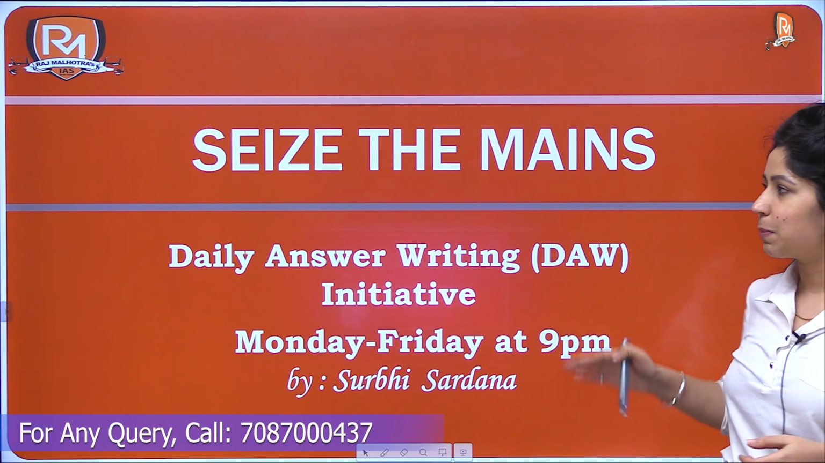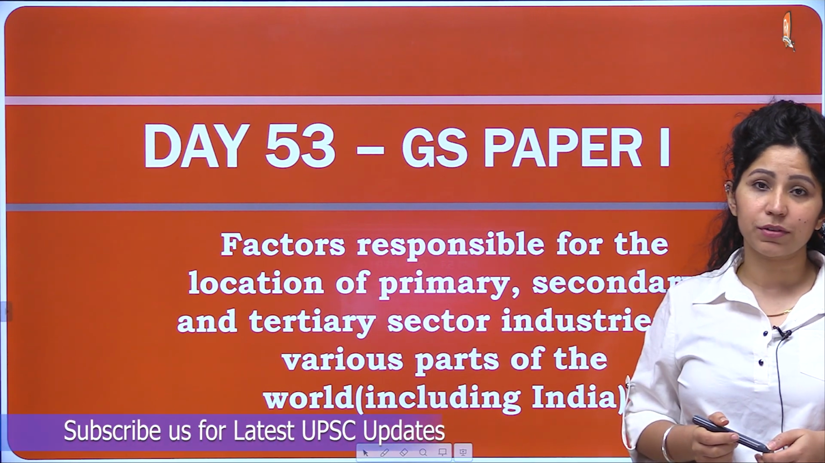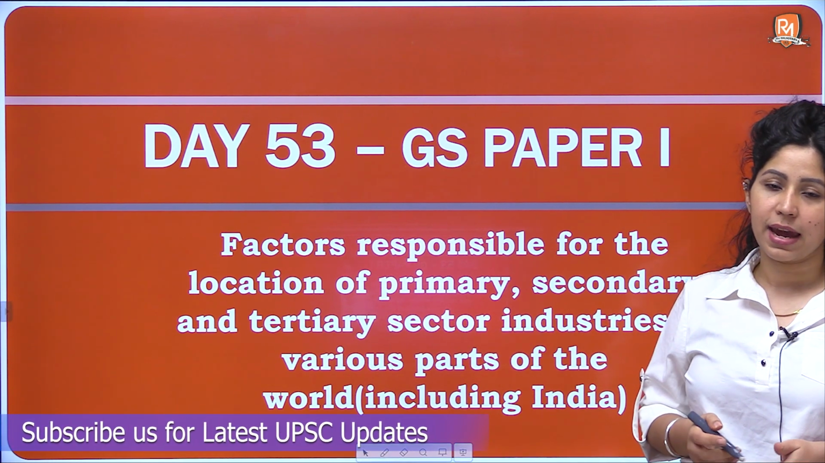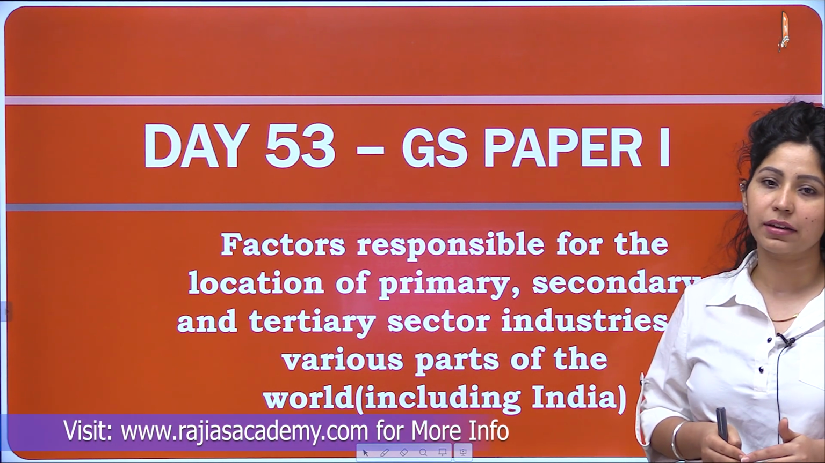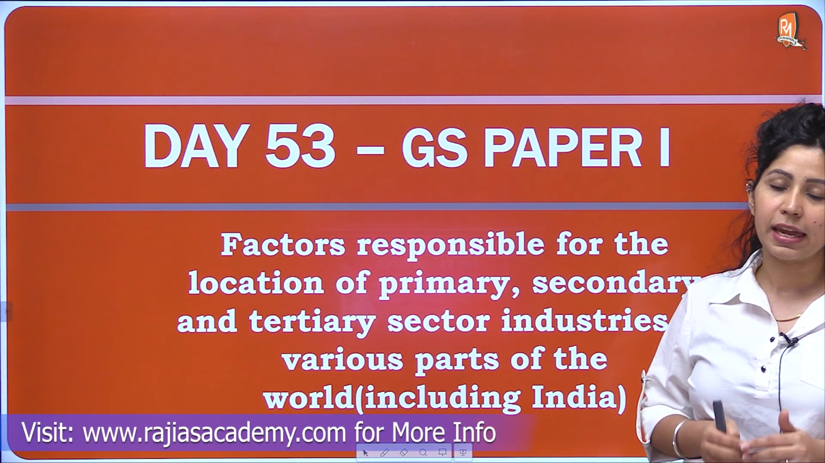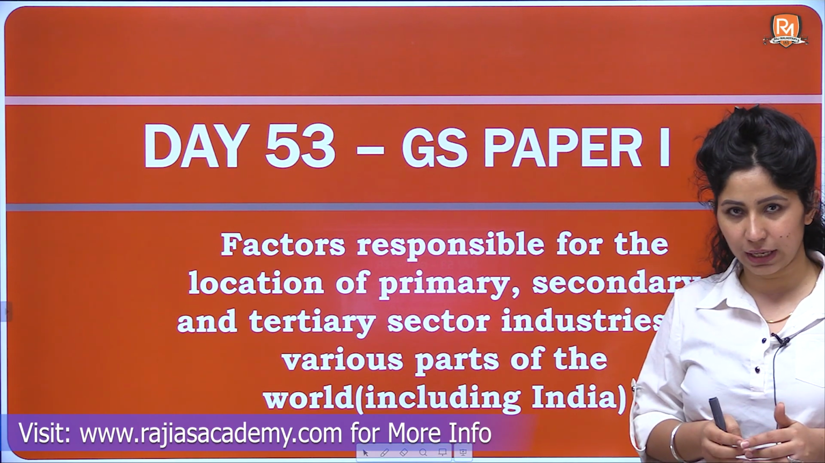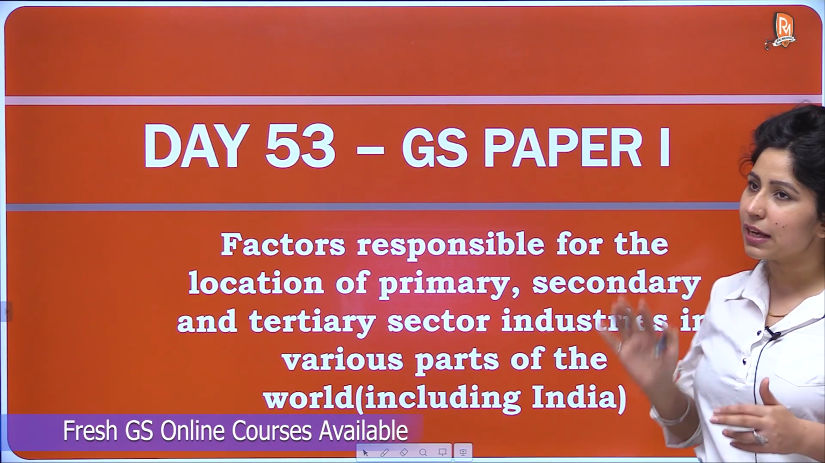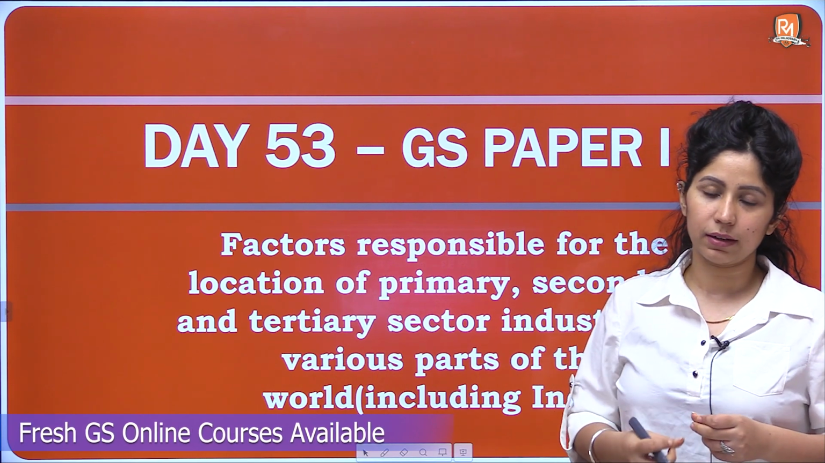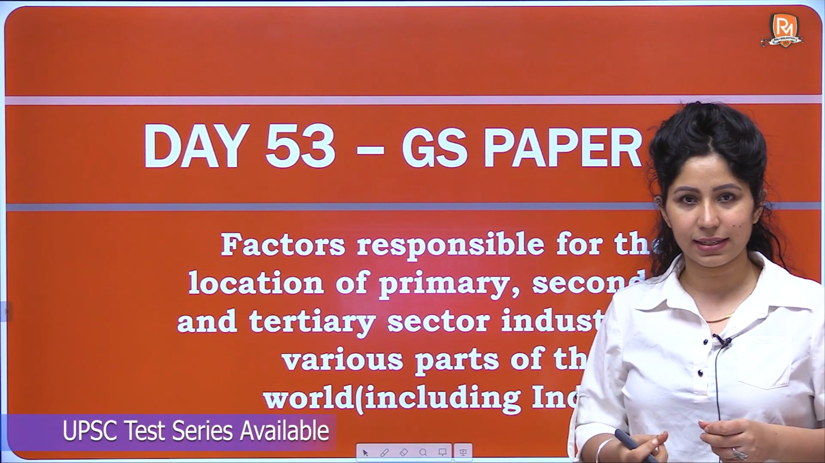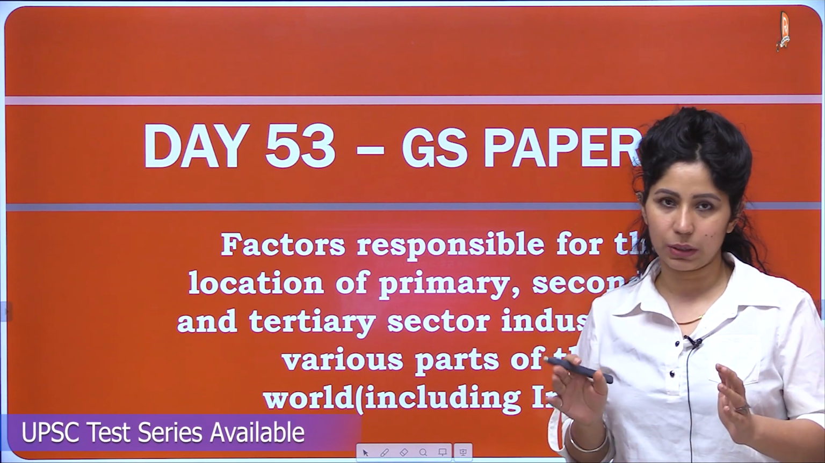Let's begin. It's day 53 and our topic for today is from GS paper 1. It's about factors responsible for the location of primary, secondary and tertiary sector industries in various parts of the world including India. So, the question that we are taking today is very simple. It is just to explain a particular concept and how to address it in 150 words.